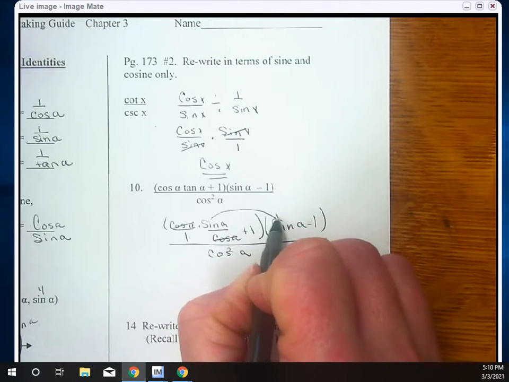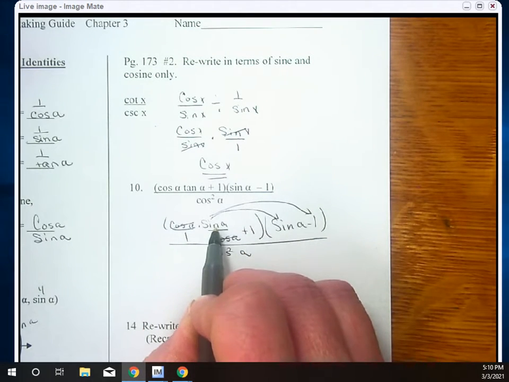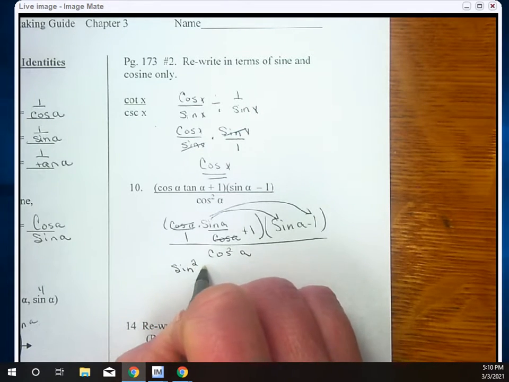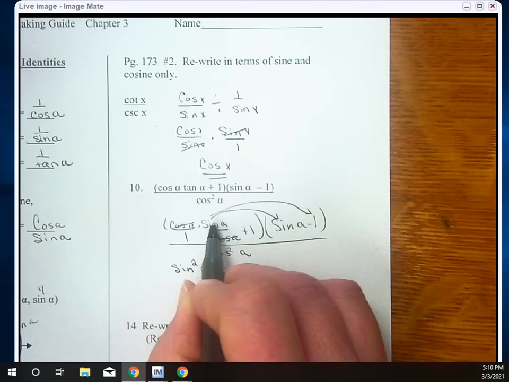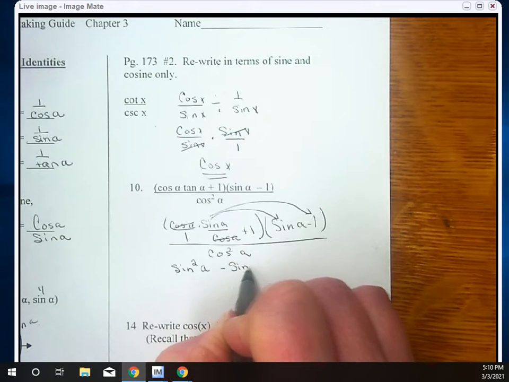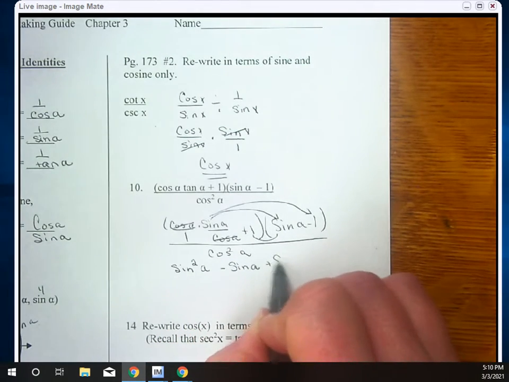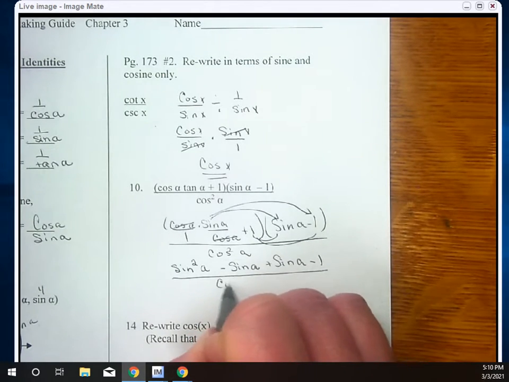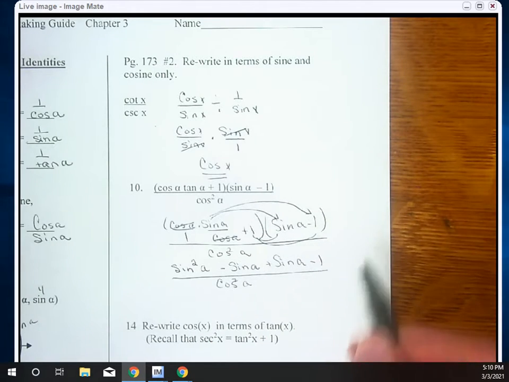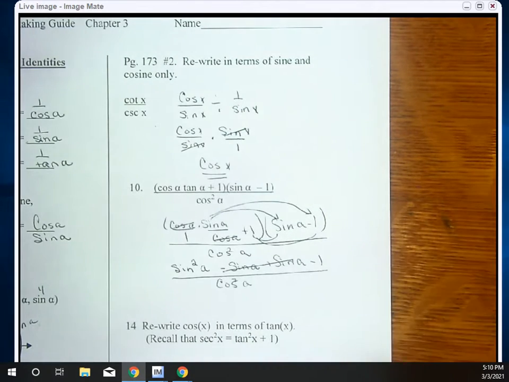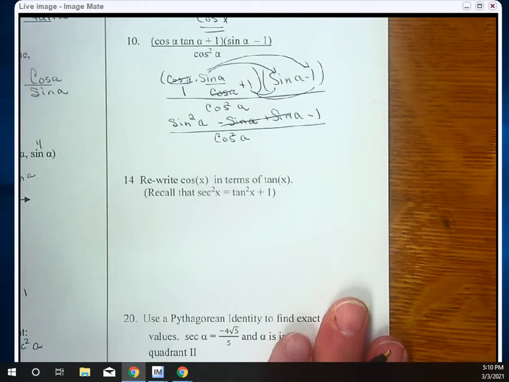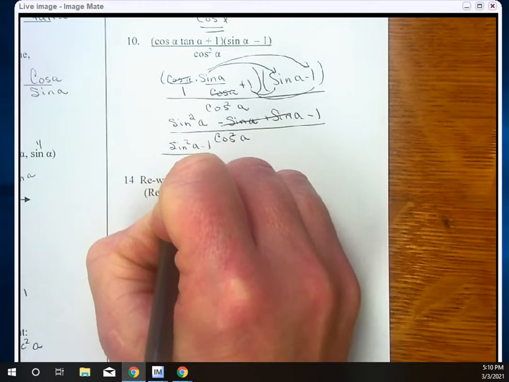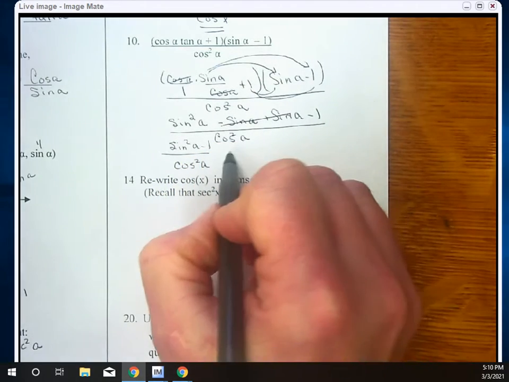Back in Algebra 1, we called this FOILing, where you multiply the sine of alpha by both. Sine times sine is sine squared. Sine times a negative 1 is a negative sine. 1 times sine is sine, and 1 times -1 is -1, all divided by the cosine squared of alpha. Sine minus sine is 0. Those divide out, and that leaves me with sine squared of alpha minus 1 over the cosine squared of alpha.